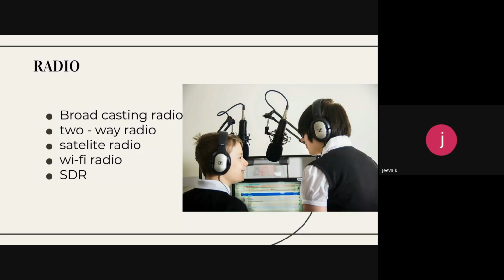So these are the things that define how the technology is being introduced into the market. Wi-Fi radio is something you can see in many colleges nowadays. They have a radio, which we call a university radio. That can happen in a small Wi-Fi module itself.